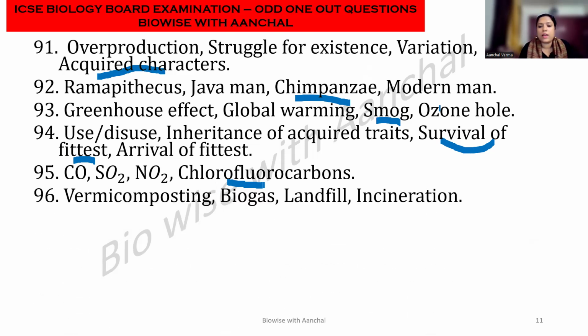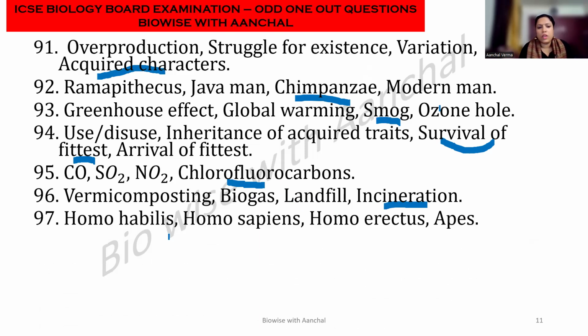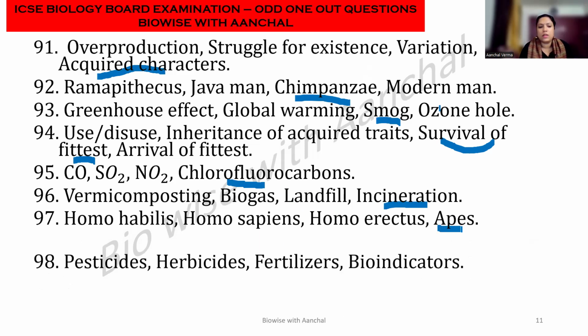Vermicomposting, biogas, landfills, incineration. Vermicomposting, biogas, landfills, these are all ways of removing the waste. And here incineration is burning. So the rest are all methods of waste management, you can say. Incineration is burning. Homo habilis, Homo sapiens, Homo erectus, apes. Same way, apes, because the rest are all human ancestors.